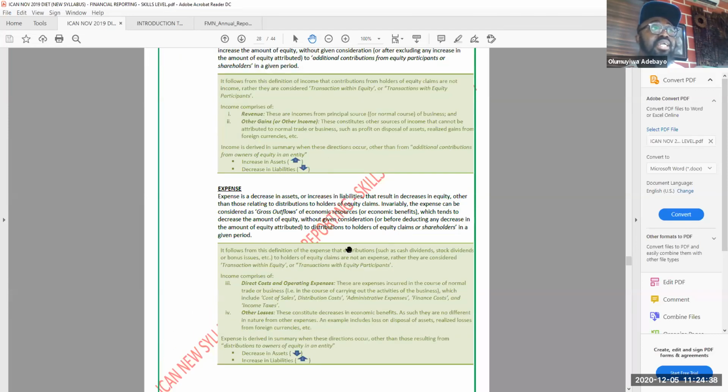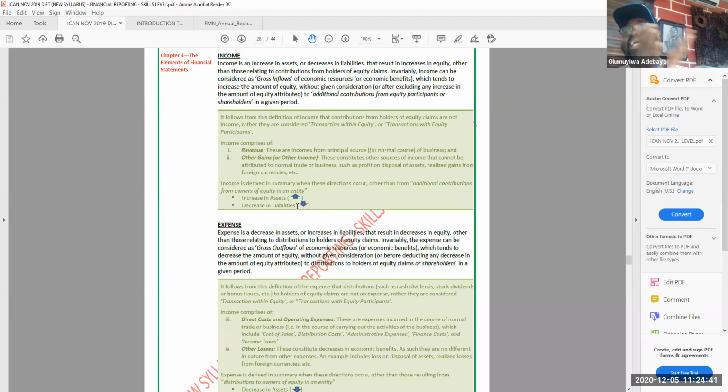We've discussed income. Now, income comprises revenue and other income. Revenue simply means your income derivable from your principal activities of your business, which means what you do as an entity. Any income generated from what you primarily do as a business is your revenue. Any income other than that is other income, which means your interest income, your gain from disposal of assets, from foreign exchange. All of those are not the primary objective of your business, but income arising from them is classified as other income or other gains.